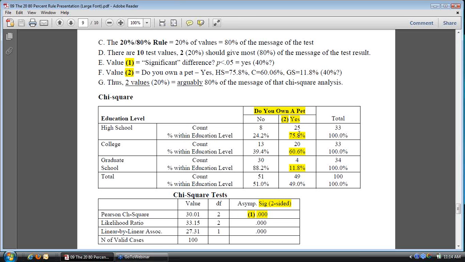So what it's telling us is there's a significant difference between education level and owning a pet, where people who graduated graduate school, a significantly lower proportion, seem to own a pet relative to the education level of college graduate and high school graduate. So those two values, arguably, the 20% tell us 80% of the message of that chi-square analysis.